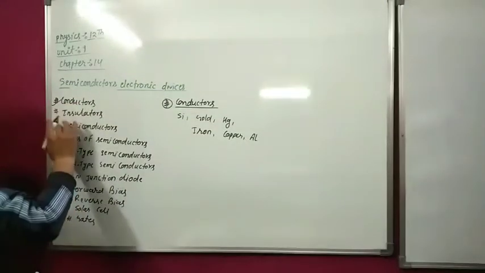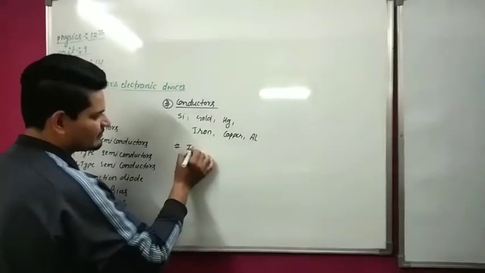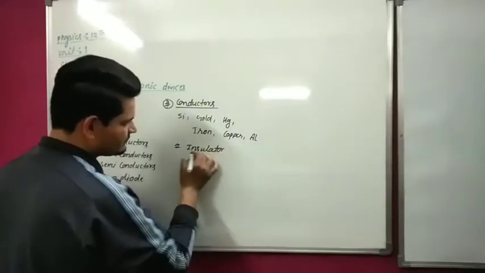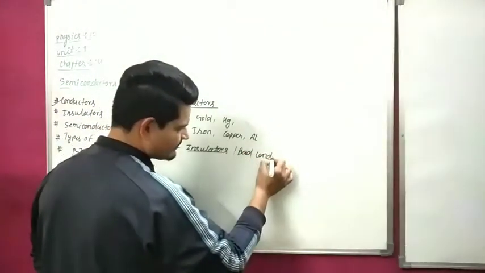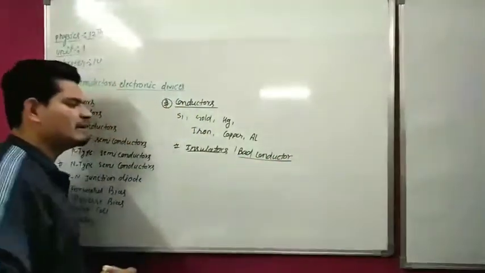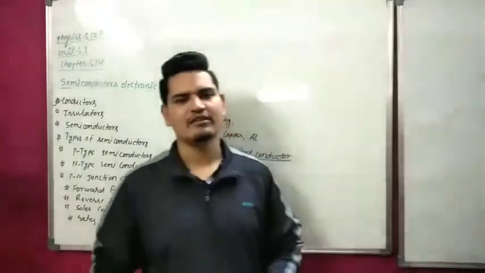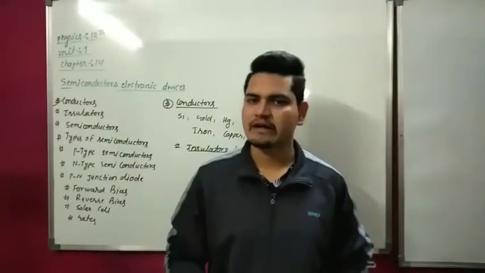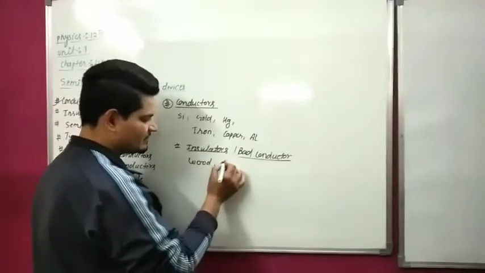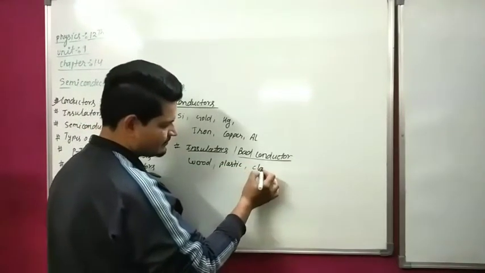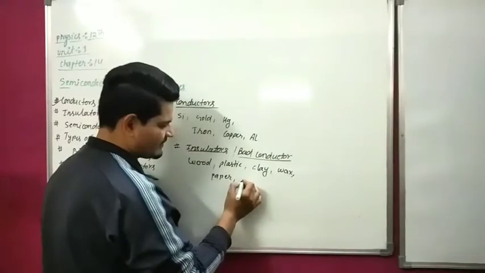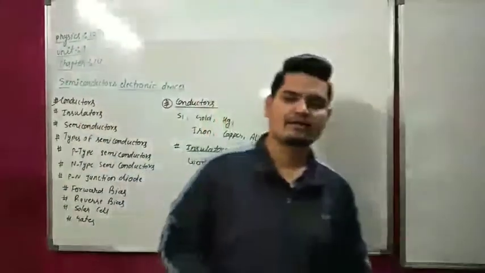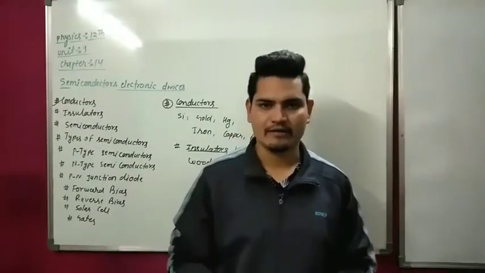Now our second topic is insulator. Insulator is also called bad conductor. Insulators are the substances which do not allow the flow of current through them, like wood, plastic, clay, wax, paper, etc. So insulators are the substances which do not allow the flow of current.